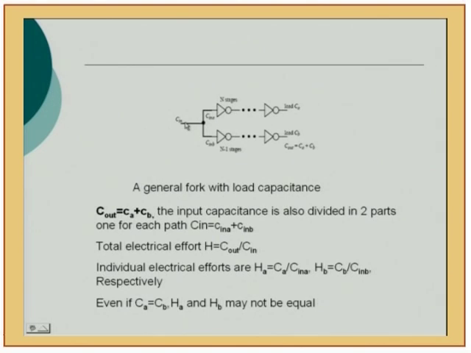Since the net I am driving is 2, I am having 1 and then I am branching on that. So C_in is C_in A plus C_in B. The total electrical effort is still whatever is C_out, which is Ca plus Cb, divided by C_in. No difference. Individual electrical efforts can be found from here, here, both paths I can find H.